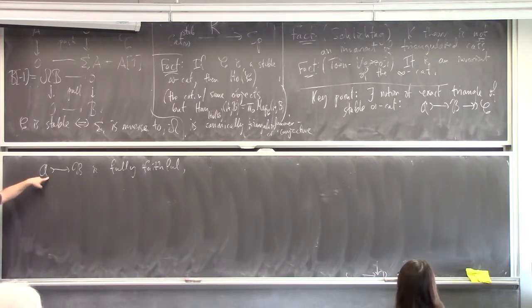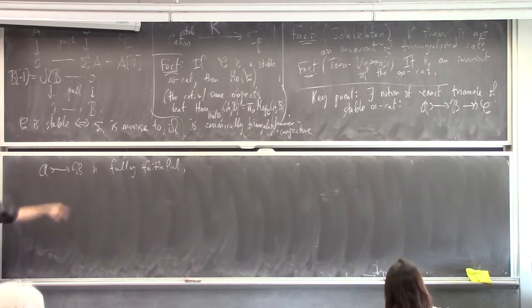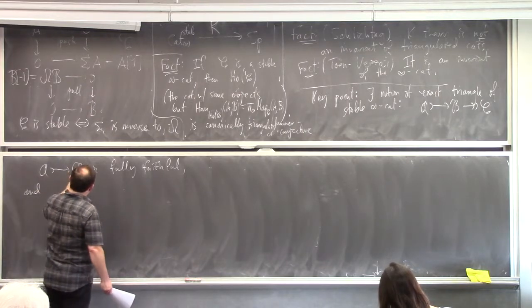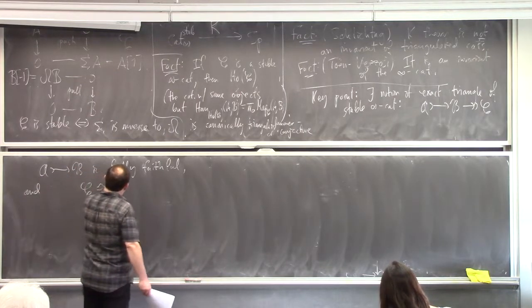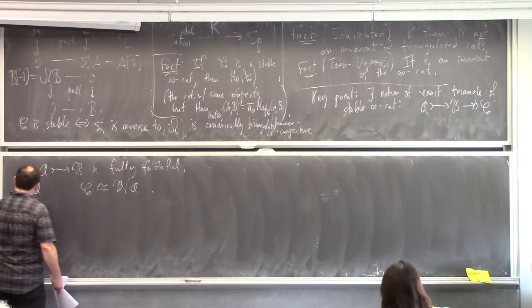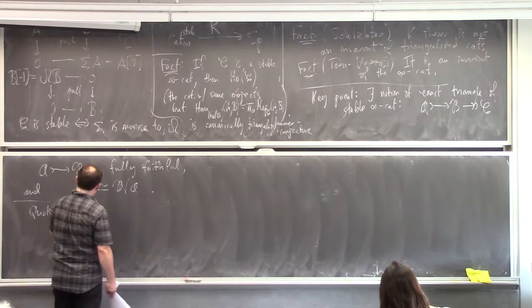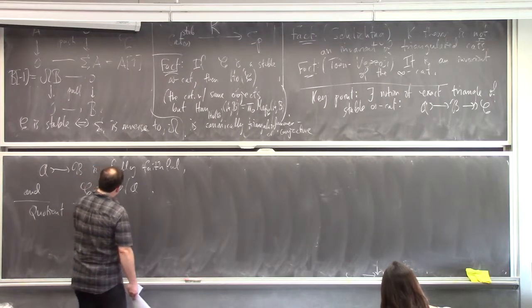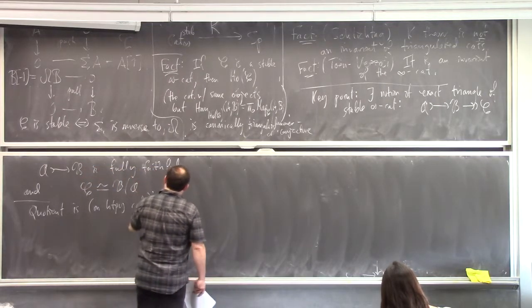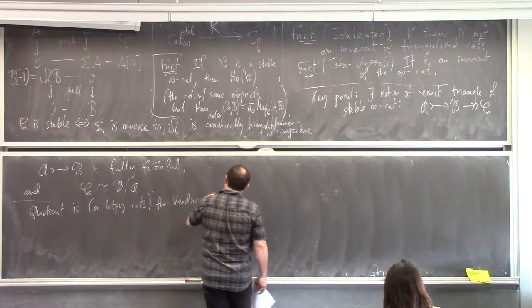So the mapping spaces in this infinity category are equivalent to the mapping spaces of the things in the image of this category. And the map, this exhibit C, is the quotient of B by A. And this quotient is, on homotopy categories, the Verdier quotient of triangulated categories.